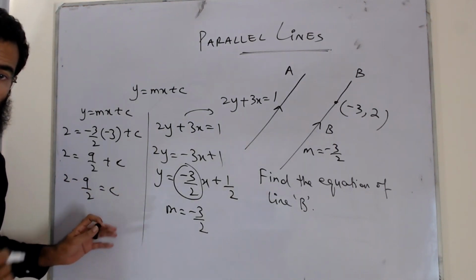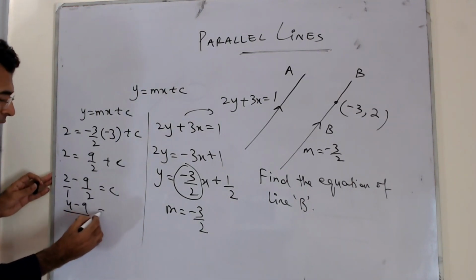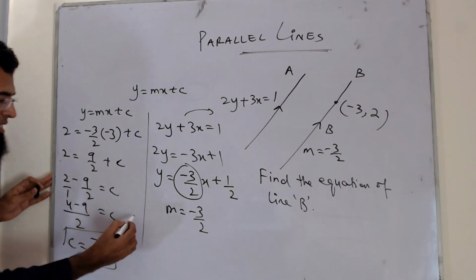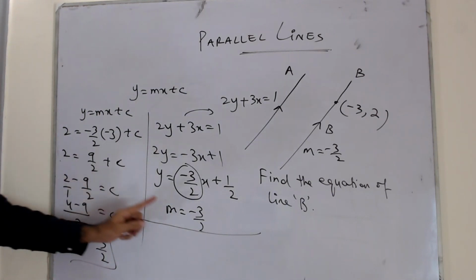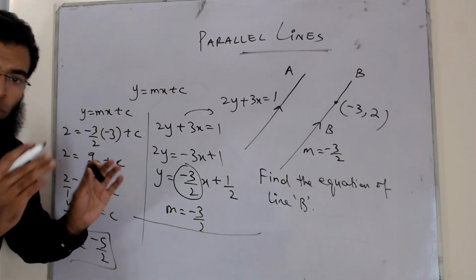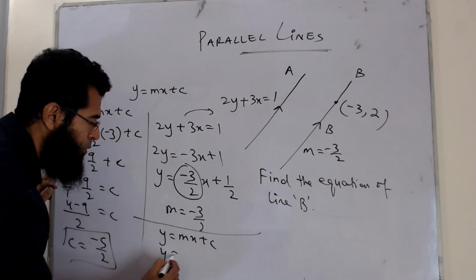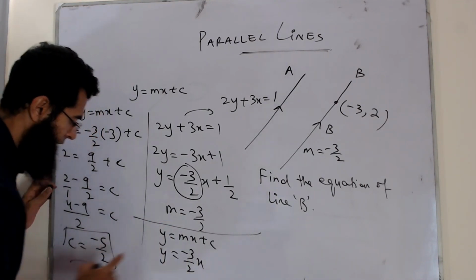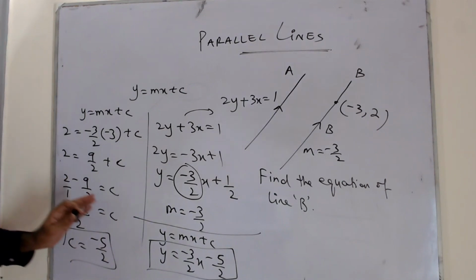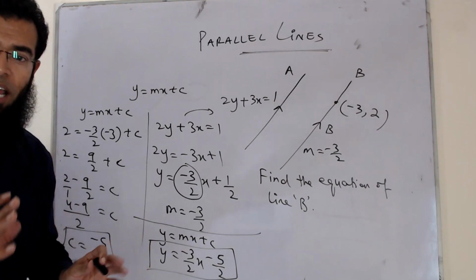We have calculators, we can also calculate with a calculator. But anyway, let's take the LCM. So this is 2 and this is 4 minus 9. So c is minus 5 over 2. So this is your c, right? So we've got the gradient and we've got the y-intercept. Simply plug in the values of m and c, and you'll get the equation of line B. So this is again y is equal to mx plus c. So y is equal to minus 3 over 2 x, and c is minus 5 over 2. So that is the equation of the line B. I hope it's very simple and you've enjoyed the topic.